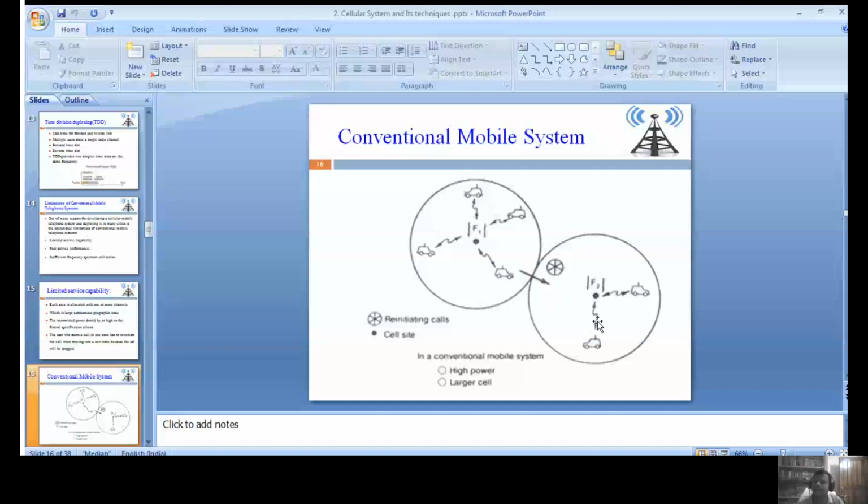We have discussed this handoff technique in Unit 4. No problem, we will discuss it in later classes. What is the matter of handoff? How handoff can be initiated, and what are the different types of handoffs that occur.